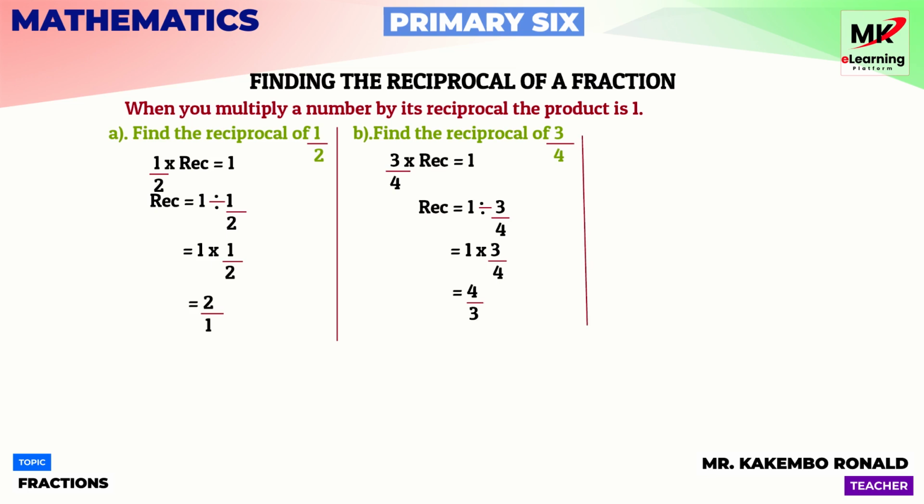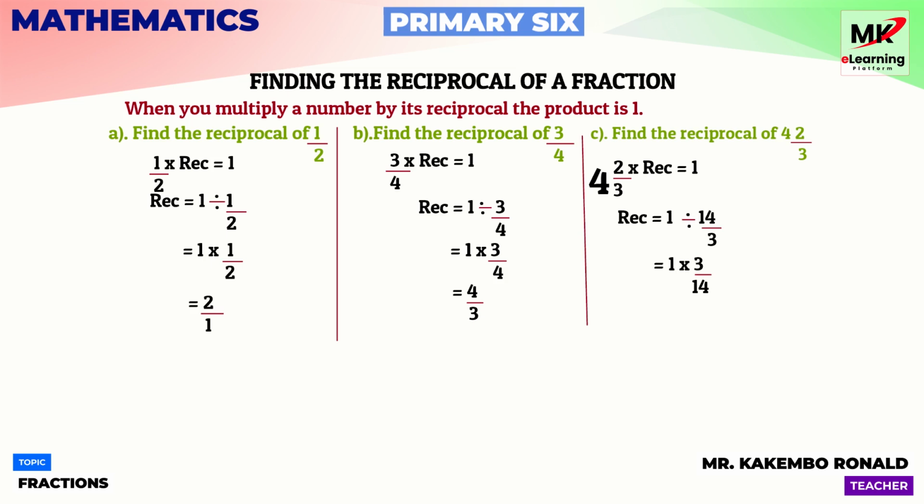The next one is the reciprocal of 4 and 3 out of 4. 4 and 3 out of 4 should be changed to 19 out of 4. So multiplied by its reciprocal, you get 1 whole. The reciprocal will be 1 whole divided by 19 out of 4, so my answer becomes 4 out of 19.